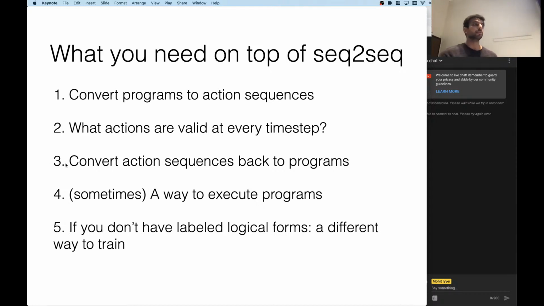Then once you have produced an entire sequence of actions, if your actions were not actually one-to-one mappings with the logical form, maybe you had some grammar or something, you need to be able to convert them back into the logical form, and then you need a way to execute whatever you produced on the context that is given, like a database or a table. And finally, what we've just been discussing, if you don't have labeled logical forms, you need to choose one of these alternate methods of training in order to improve your method that's actually converting the natural language into these action sequences.